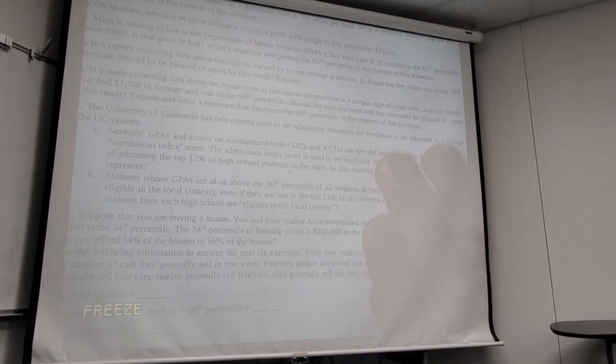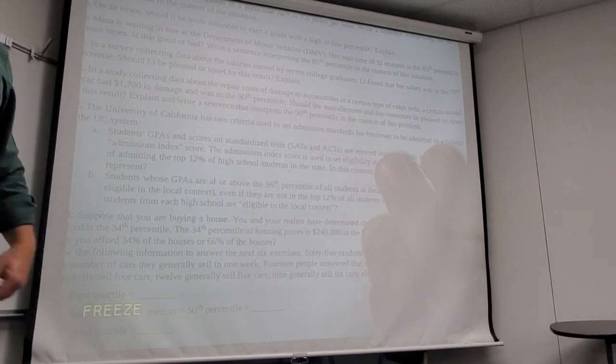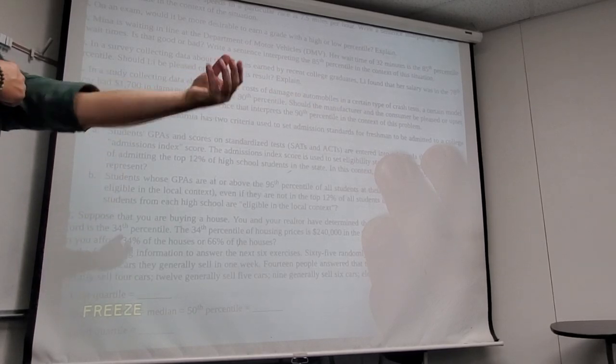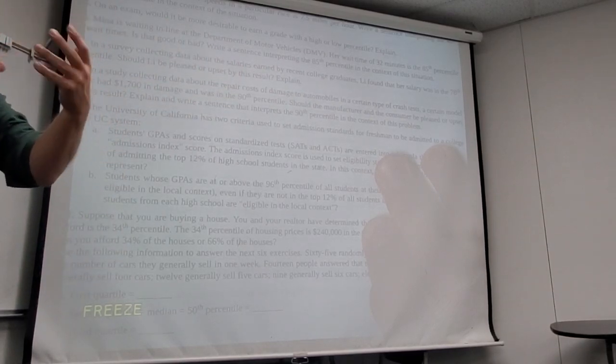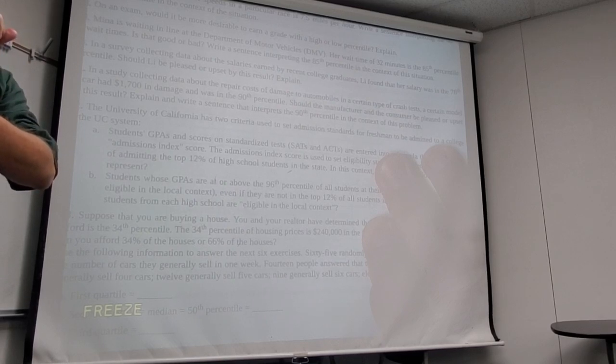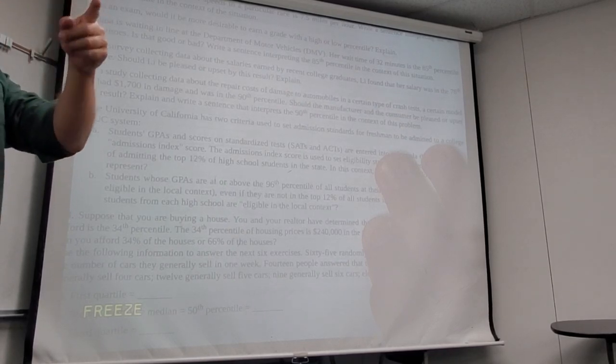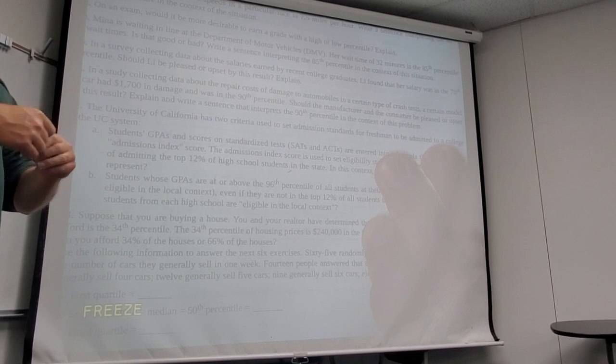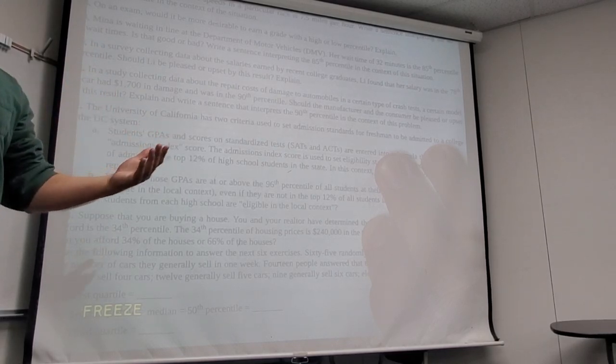Is that good or bad? If her wait time of 32 minutes is in the 85th percentile, so what does that mean directly? 85% of people waited less time. I love it. So is a high percentile always bad?